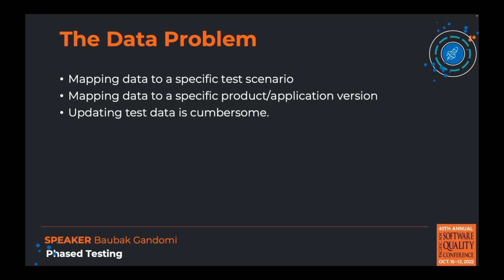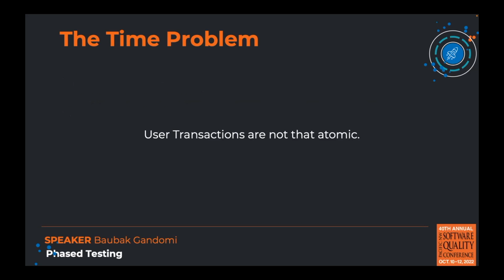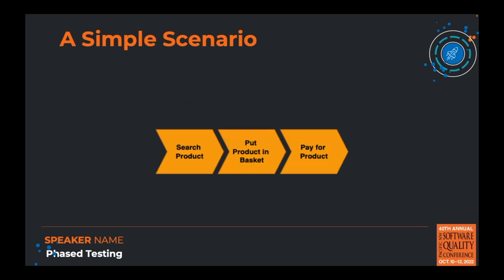Now, let us look at the time problem. The time problem, as we identify it, is that transactions are not atomic. What do I mean by that? Let's take this standard scenario, which I'm going to use throughout this session: a normal scenario would be that we search for a product, put it in our basket, and pay for it. It's a normal web scenario. And normal tests, or automated tests in particular, would do this as an atomic action of A, B, C, and they don't stop.